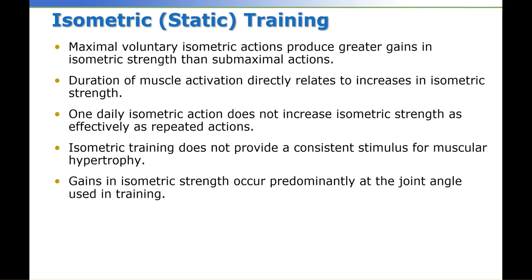So isometric static training gained popularity over a 10-year period beginning in 1955. Research in Germany during this time showed a 5% weekly increase in isometric strength from only one day of two-thirds max isometric action for 6 seconds duration. Repeating this action 5 to 10 times further increased measured isometric strength. This research also showed that gains in strength from isometrics were related to repetitions, duration of muscle action, and training frequency.